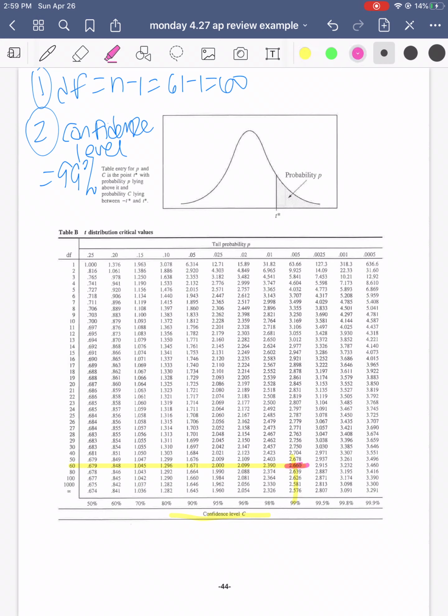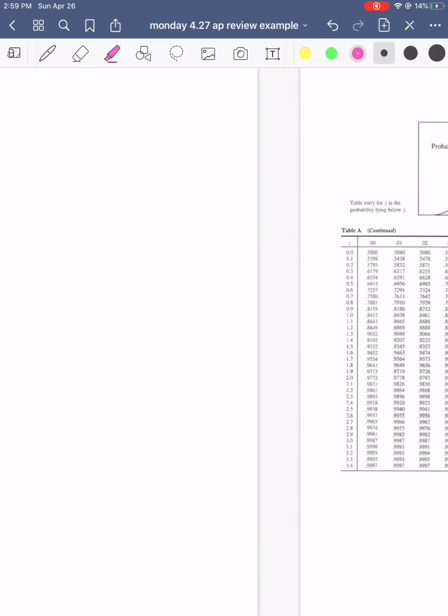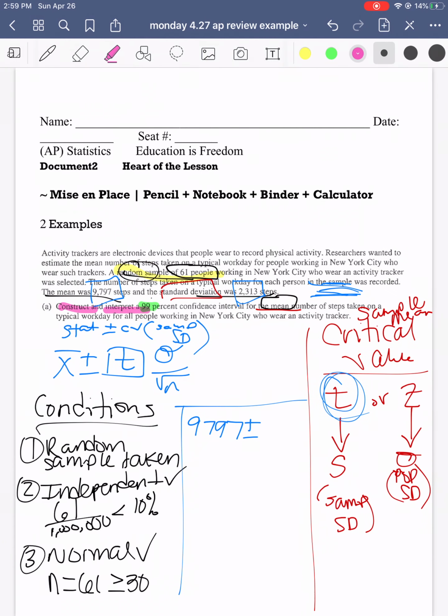So again, the two things we need, degrees of freedom, n minus 1, and the confidence level, which here is 99%. We just find the intersection. So here we have 2.66.